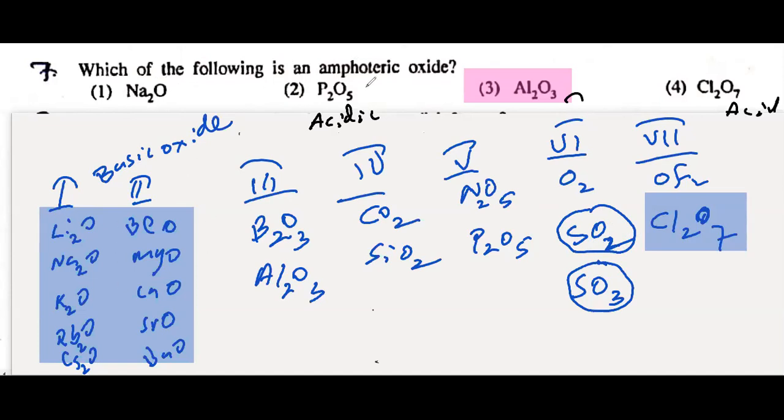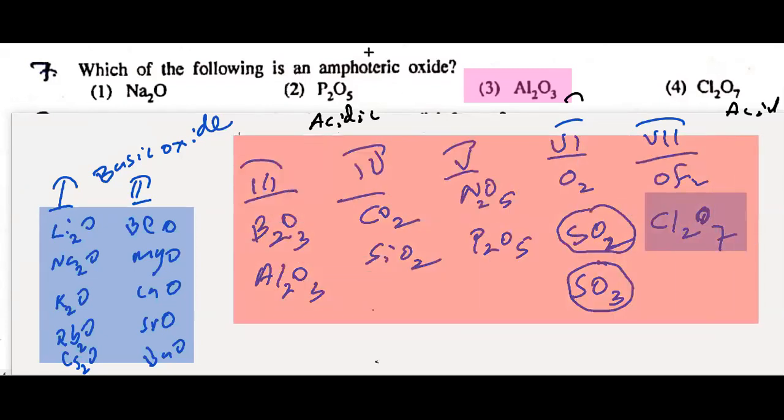There are so many oxides. They can give the same question again by changing the formula, they will put some other formulas. Now, most non-metallic oxides are acidic, except one exception: aluminium oxide is amphoteric because it's in the middle. This is amphoteric, others are acidic.